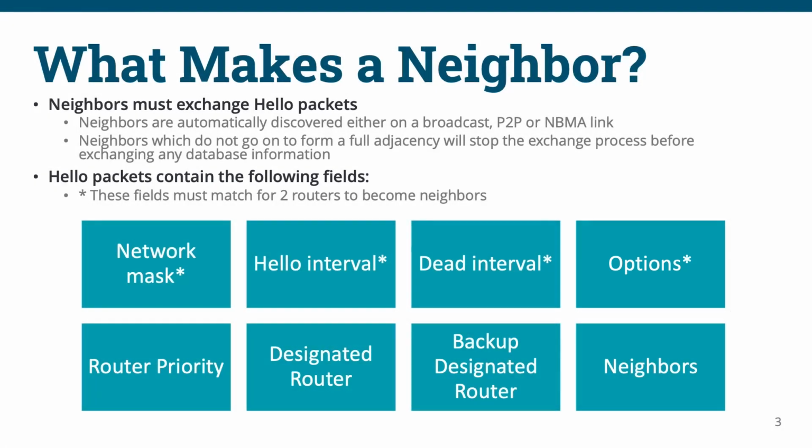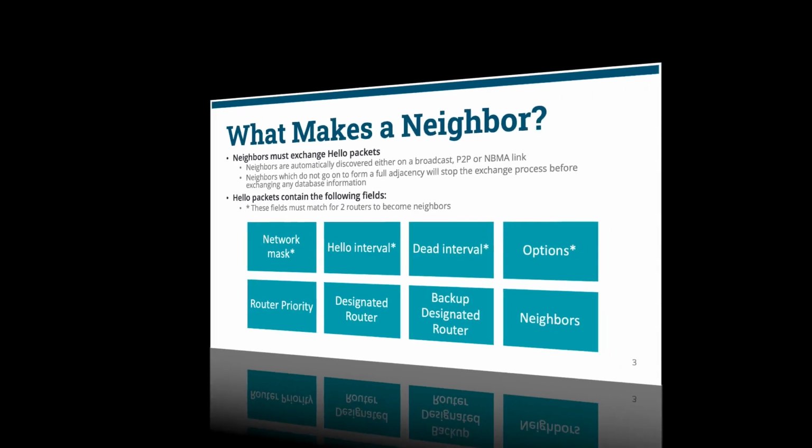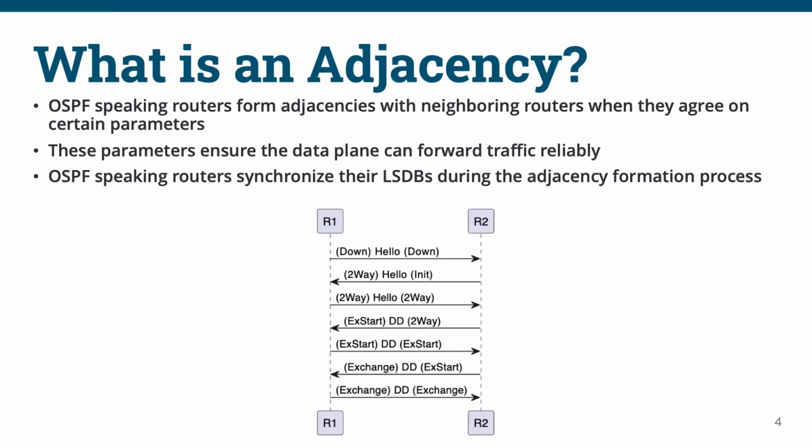Since we now know what fields must match for a neighbor relationship to form between two OSPF-speaking routers, let's take a closer look at the neighbor relationship formation process and the steps involved. The parameters that must match are selected to ensure that the routers can reliably forward data plane traffic. And it's during the neighbor relationship formation process that the link state database of the two routers are synchronized.